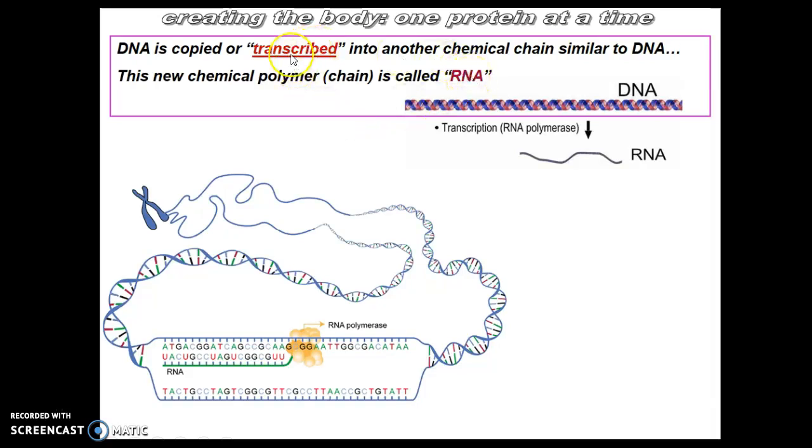In this case, it's talking about a term called transcribed and RNA. So it says, DNA is copied or transcribed into another chemical chain similar to DNA. This new chemical polymer chain is called RNA. So DNA is transcribed to RNA. And we've seen that happen before when we watched the PhET simulation.